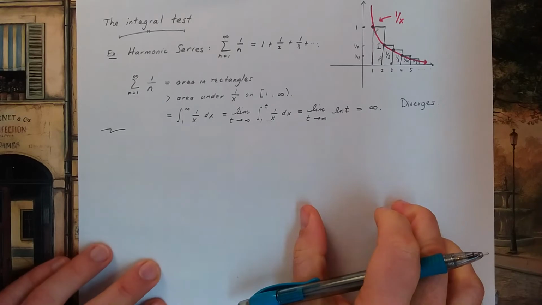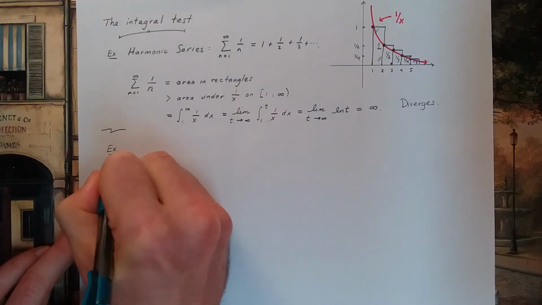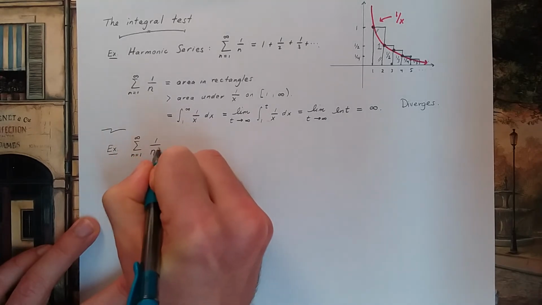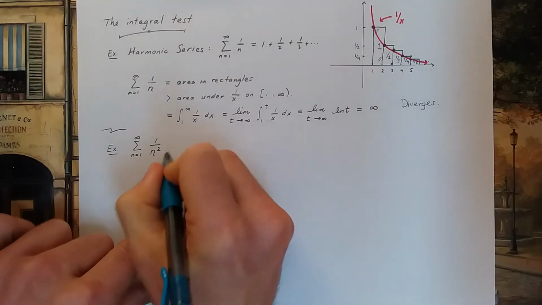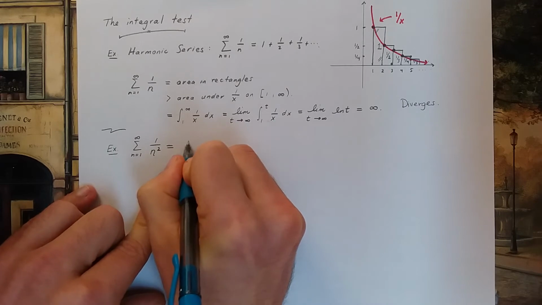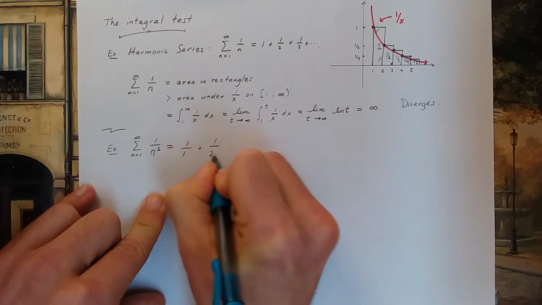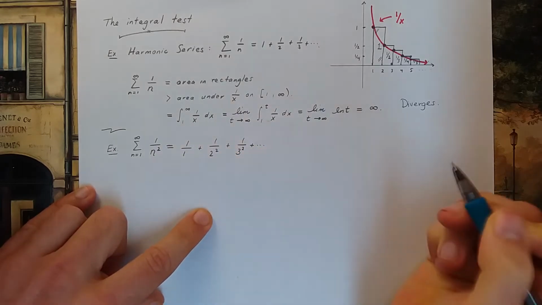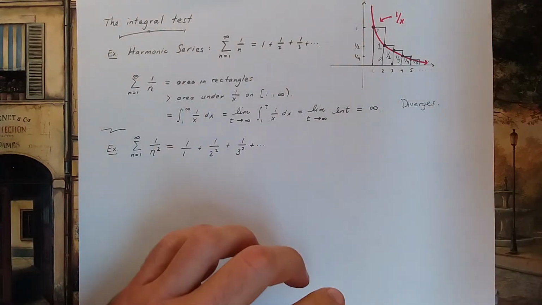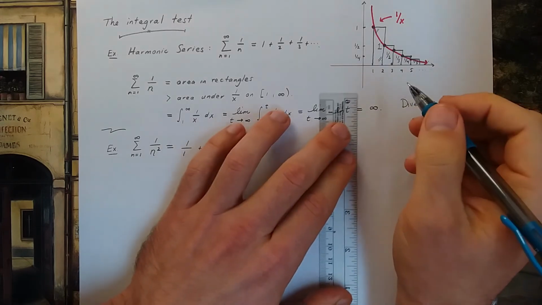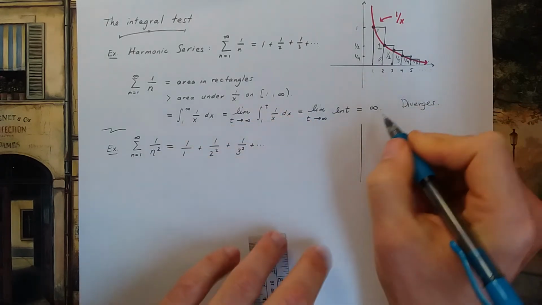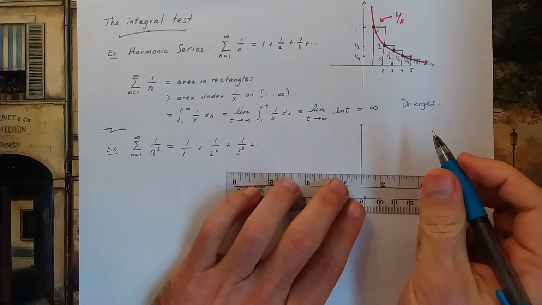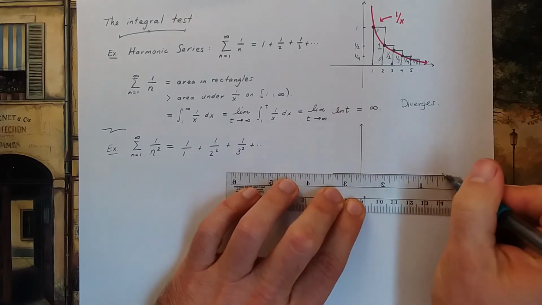I'd like to do another example with this same idea. So let's consider the sum, n going from 1 to infinity, of 1 over n squared. So this is 1 over 1 plus 1 over 2 squared plus 1 over 3 squared, and so on. Again, I'm going to draw boxes. I'm going to draw boxes with areas, what I want them to be, matching the terms in my sum. This time I'm going to do it a tiny bit different, however.